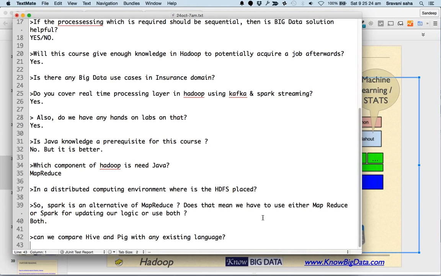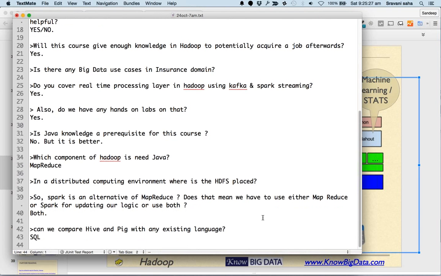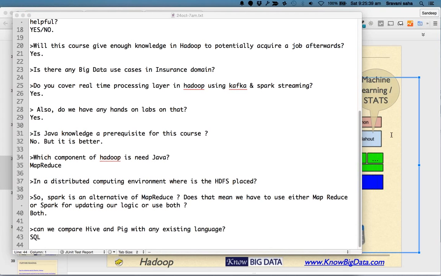Pankaj's question is, can we compare Hive and Pig with an existing language? The answer is SQL. Hive is actually ditto SQL. Pig is a little bit of a deviation from SQL.